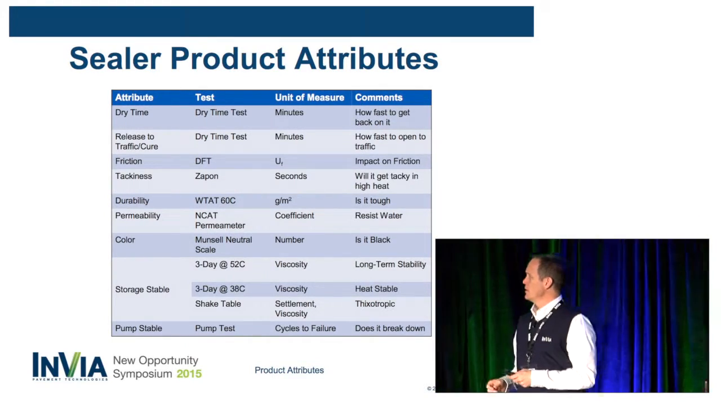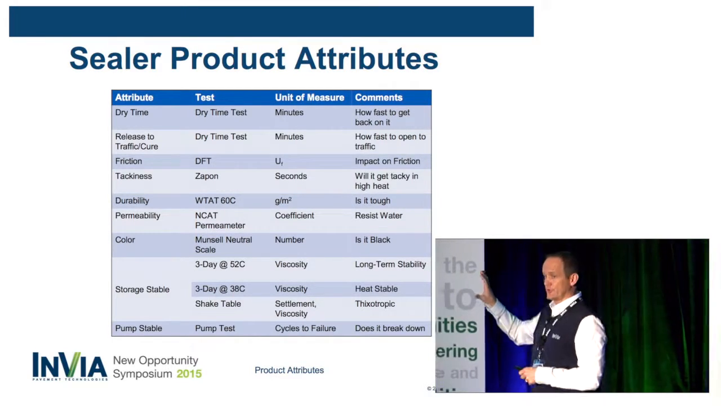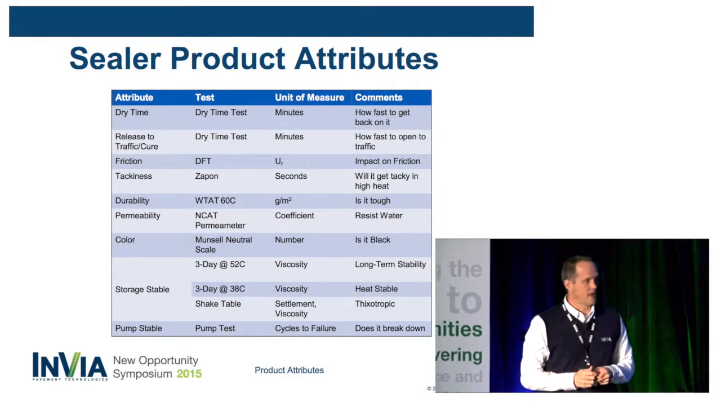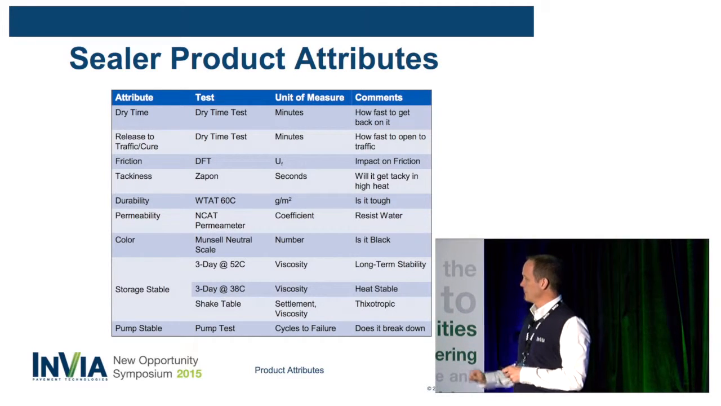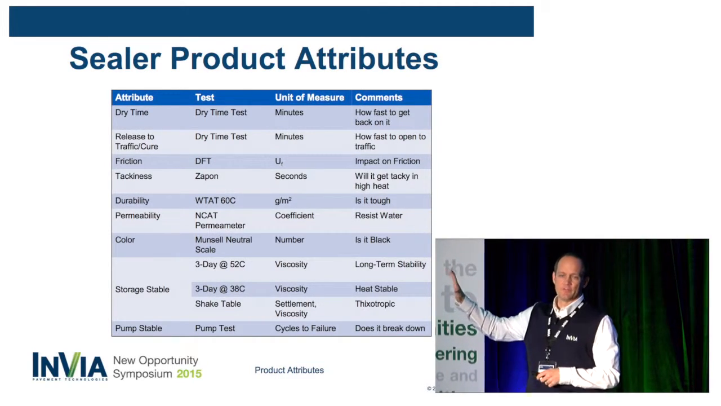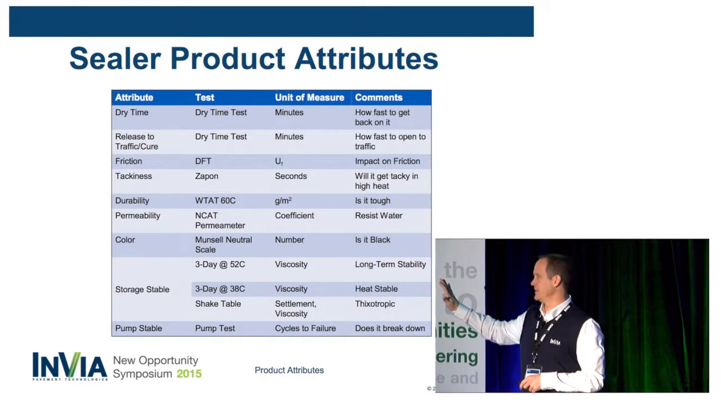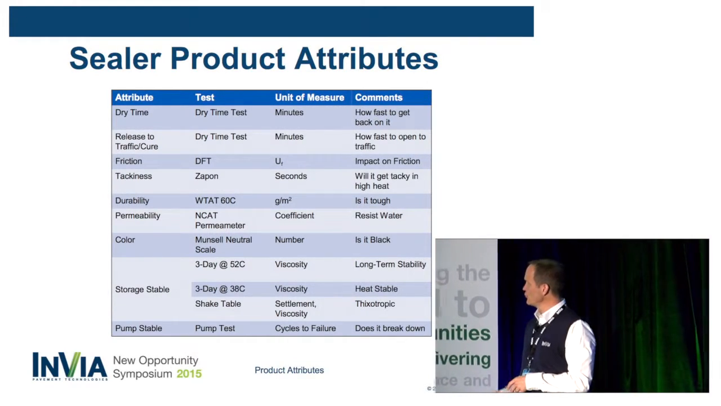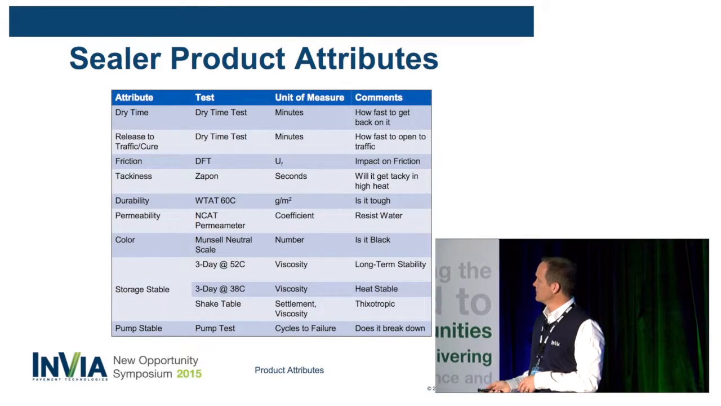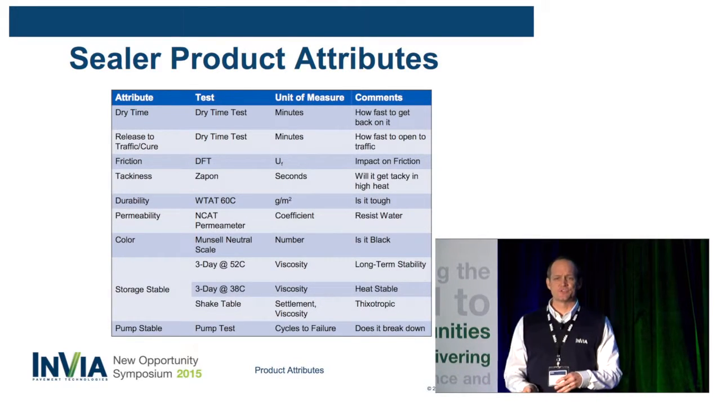And so these are the attributes. There clearly are other attributes. There may be even other ones that are important we talk about, but these are the ones that when we do a new formulation, you've got to pass the test on these. So the question is, how do you determine which is most important?